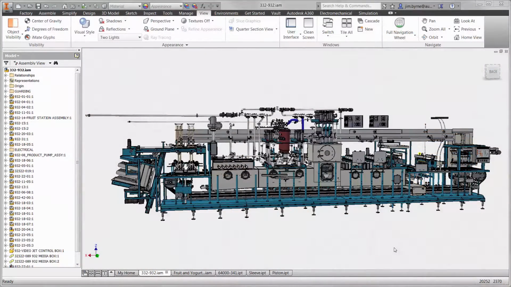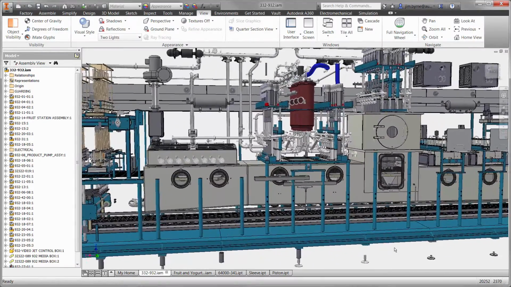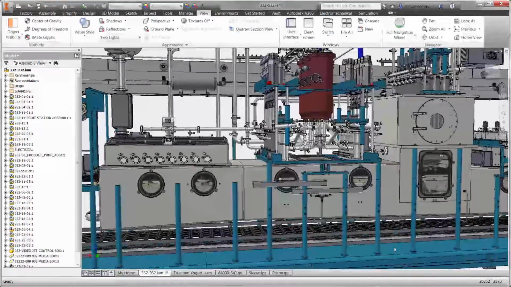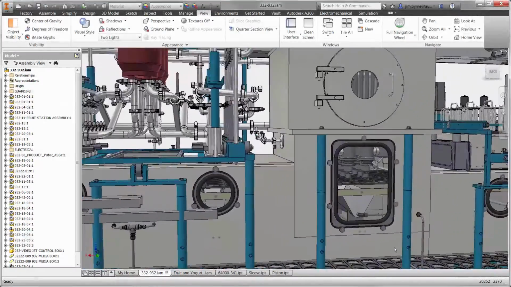Welcome to this demonstration of thermal heat transfer using Nastran In-CAD. We're going to talk about how to prevent machine failure due to thermal stress. Excessive heat causes various materials to expand at different rates, as is the case with the yogurt filling station and the Osgood industrial machine design seen here.